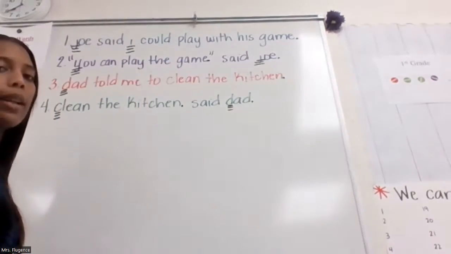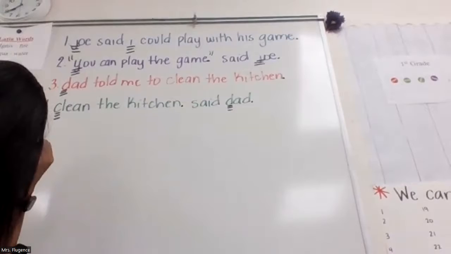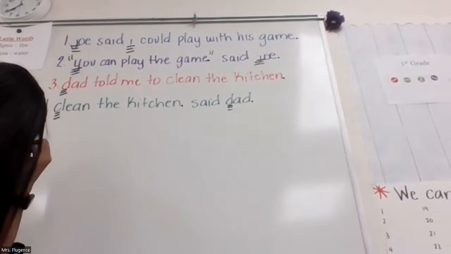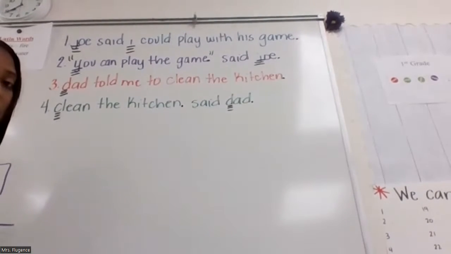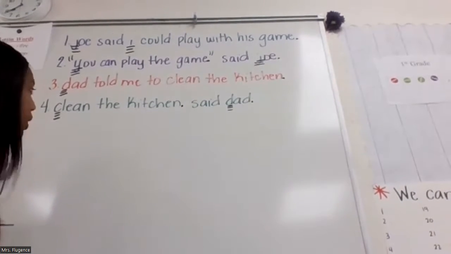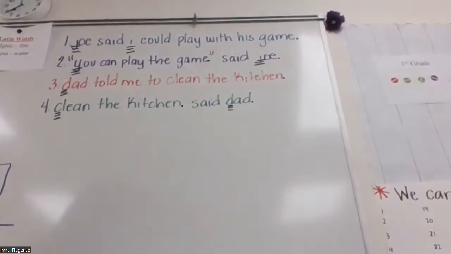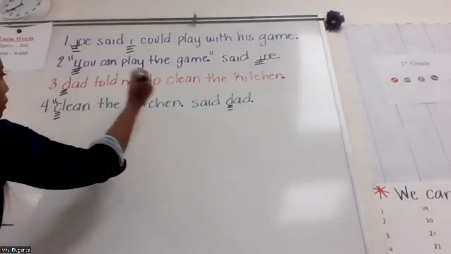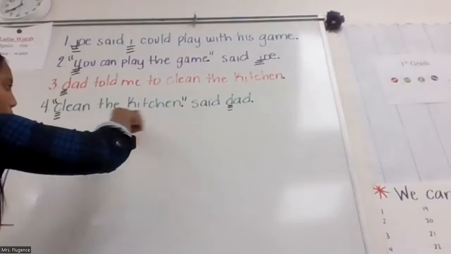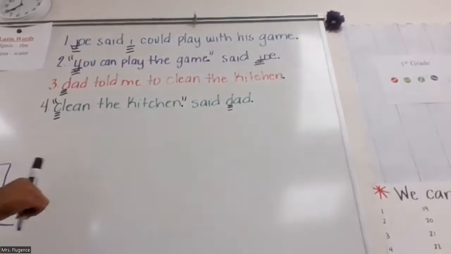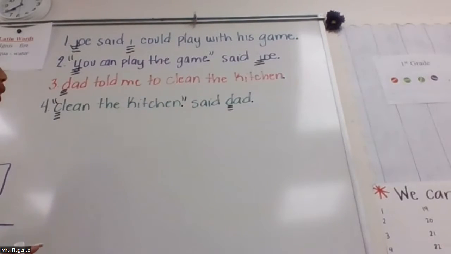Is this direct or indirect? Direct. So do I need quotations? Yes. Okay, where do my quotations go? Before clean and after kitchen. Yes, so this was a direct quotation. This is the direct quotation of what number 3 was. Clean the kitchen, said Dad.